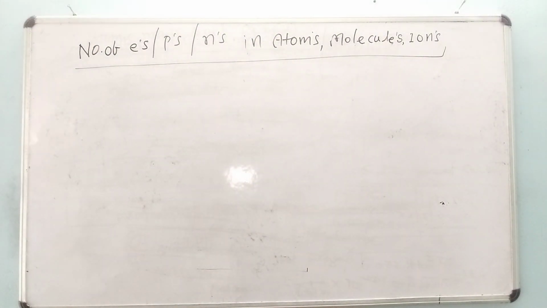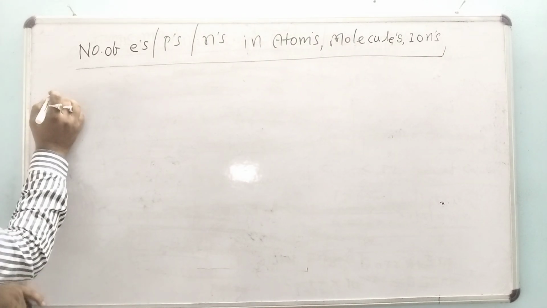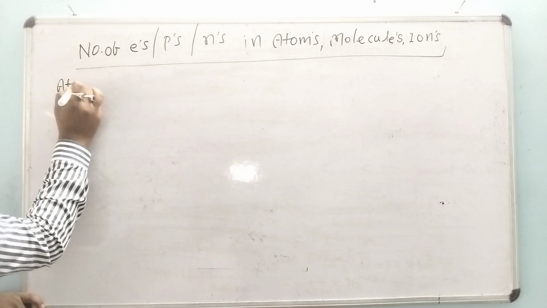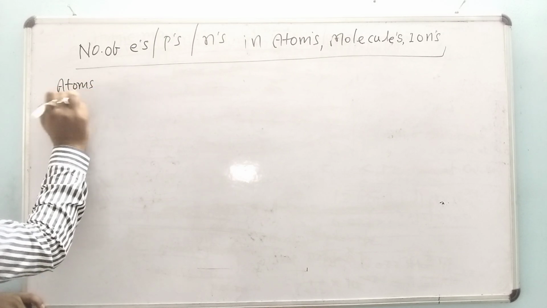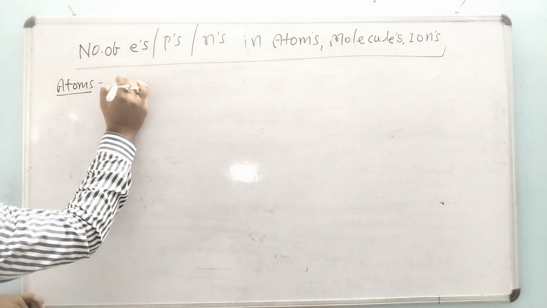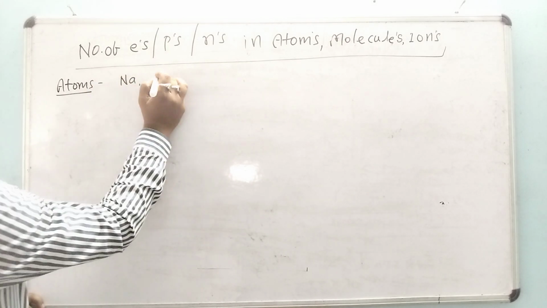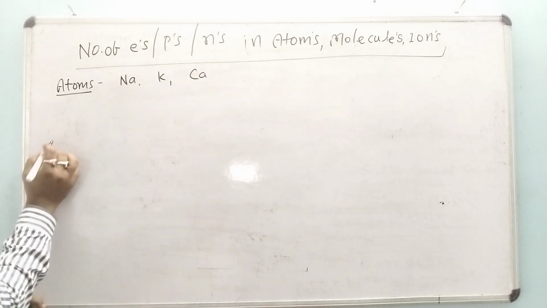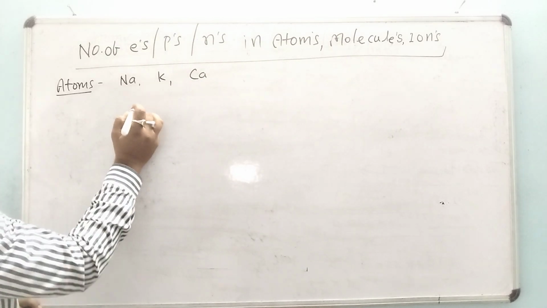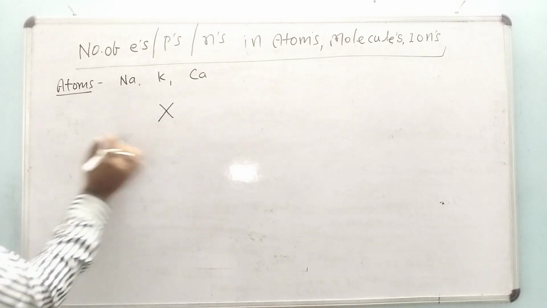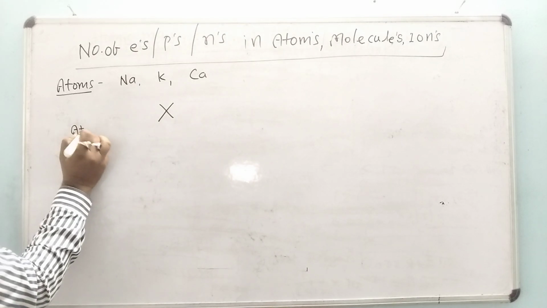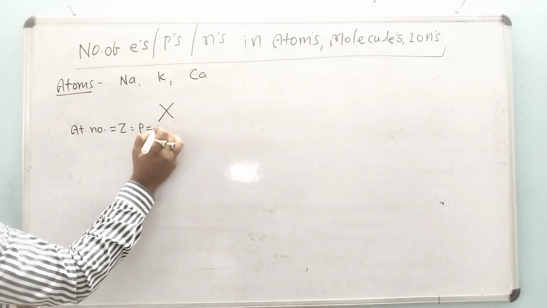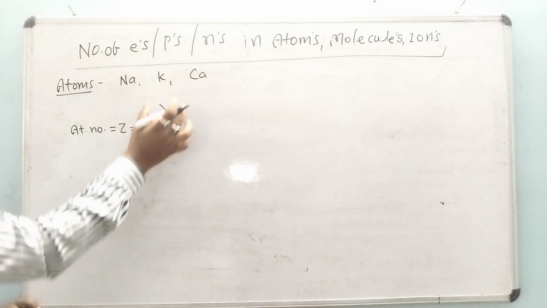See here, number of electrons. First, we can find the number of electrons in atoms. For example, sodium, potassium, calcium, these are the atoms. Here the formula is: X is the symbol, and the atomic number denoted by Z is equal to the number of protons, which is equal to the number of electrons, because no charge is present.